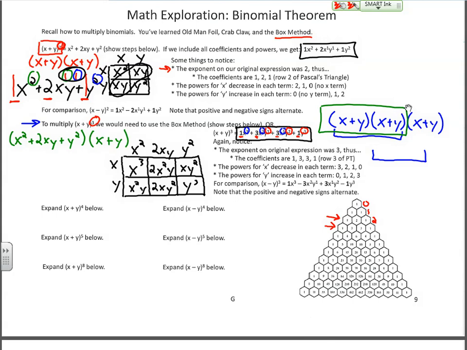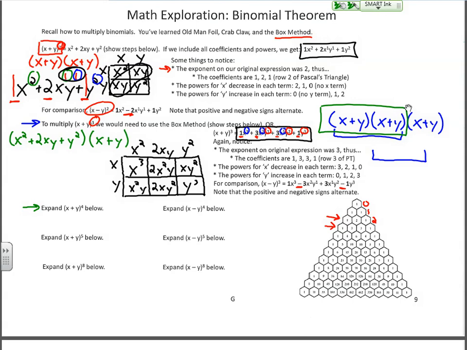For comparison, if I asked you to cube x minus y, the only thing that changes is that the negative sign alternates. Your x cubed is positive, then negative, then positive, then negative. Same thing up here, x minus y squared: positive, then negative, then positive. Okay, why do we care? Well, when you get to more algebra 2, you'll be asked to expand things like x plus y to the fourth.